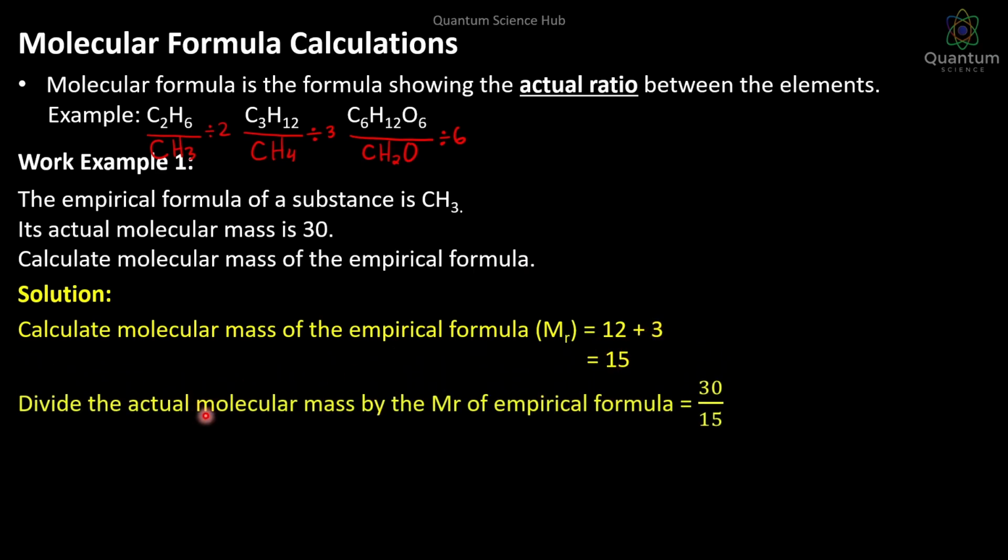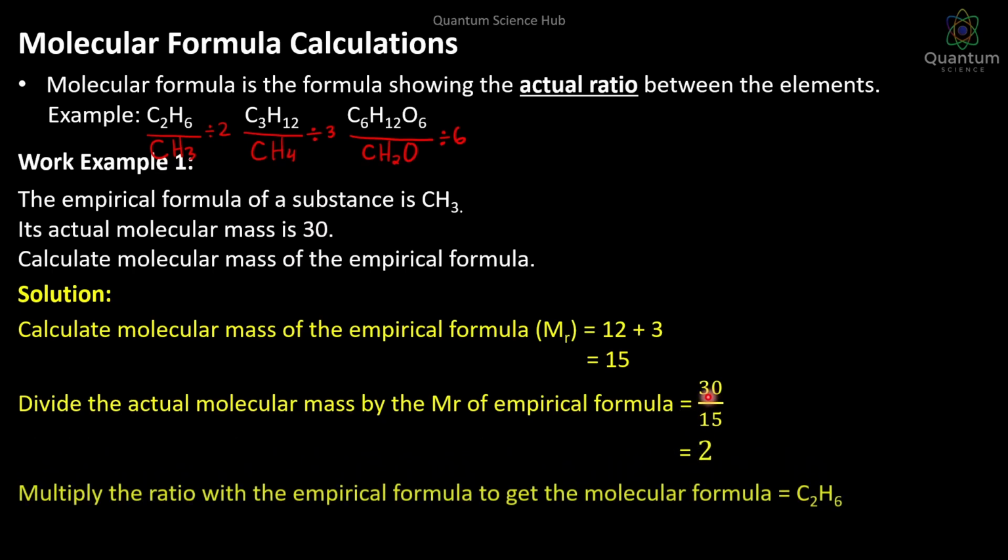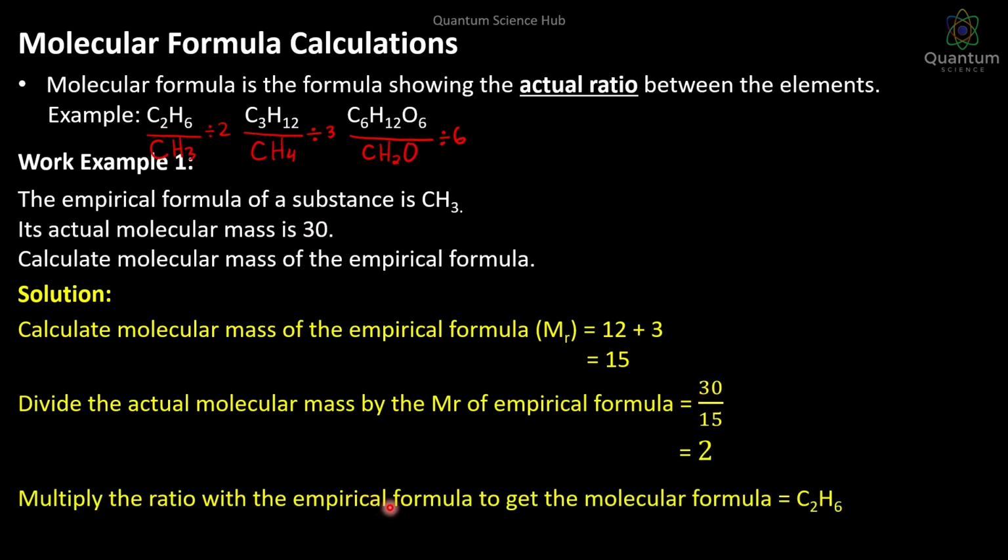Next, divide the actual molecular mass by the MR of the empirical formula to find the ratio, right? So 30 divided by 15. So you will get 2. And then multiply the ratio with the empirical formula to get the molecular formula, which is C2H6. Because the ratio is 2, we times everything in here from the empirical formula with 2. So C2H6.